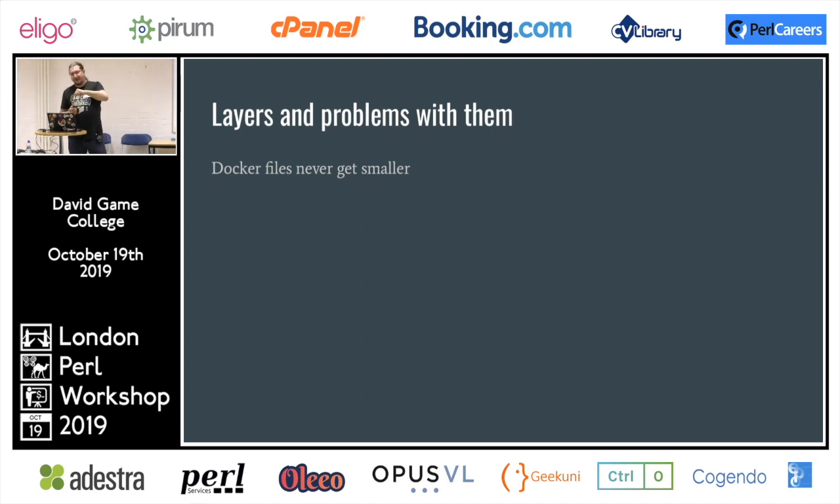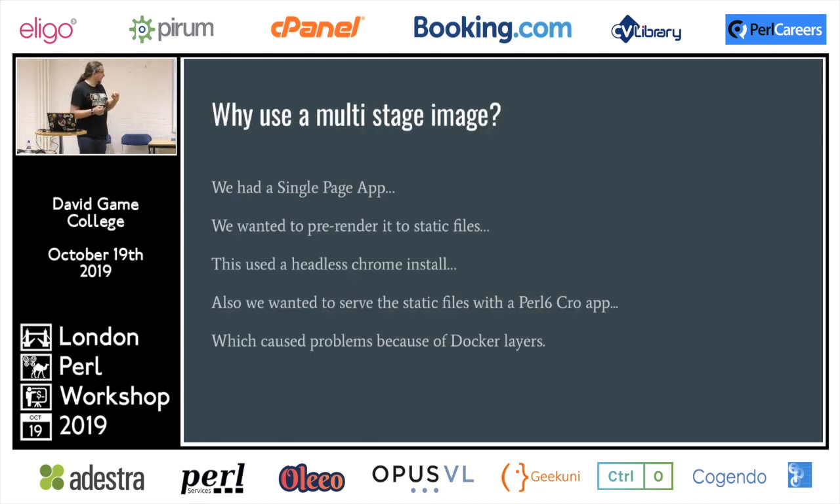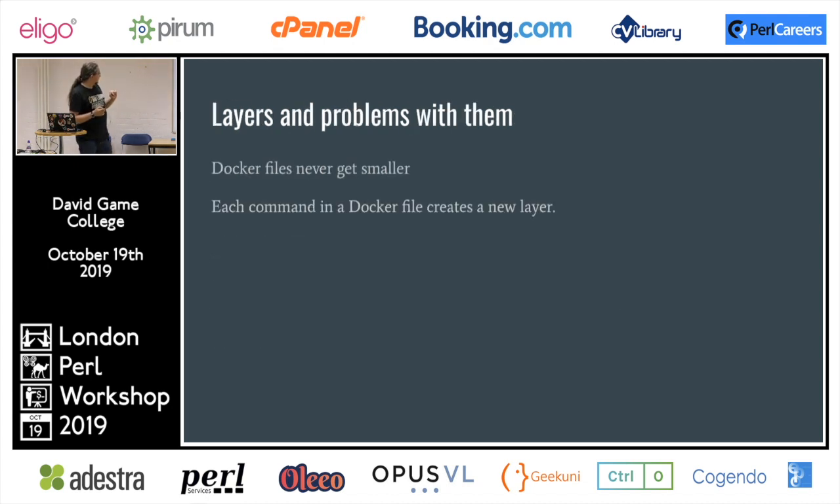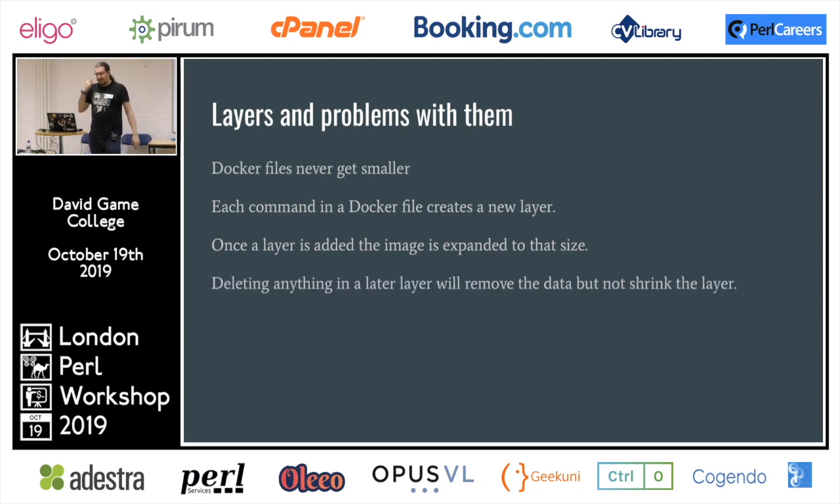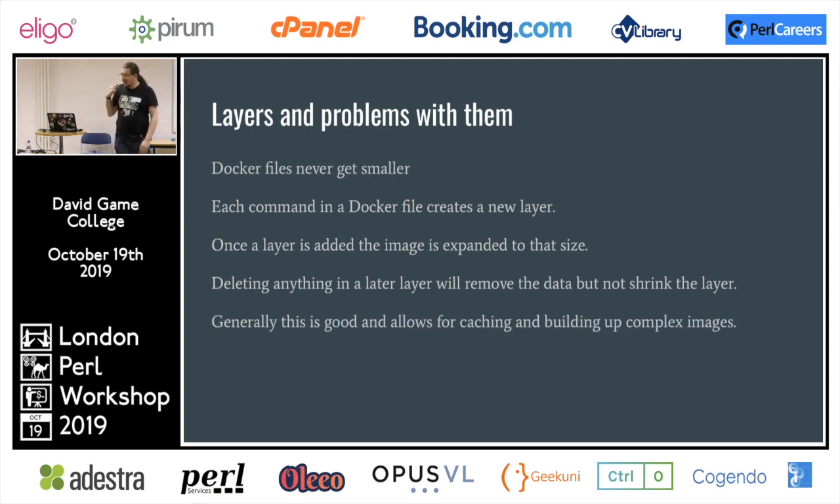Even if you delete something in a command, unless you added it in the same command, then it doesn't get any smaller. Yeah. So each file creates a new layer, and each layer makes it bigger. So this is great because it allows for caching. I mean, if you built a Docker file, then a well-built Docker file can zip through stuff which is cached and just do changes for the things you've changed.